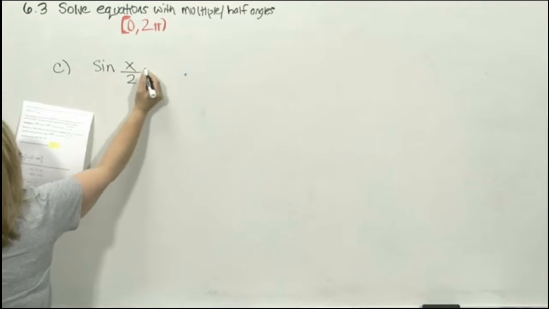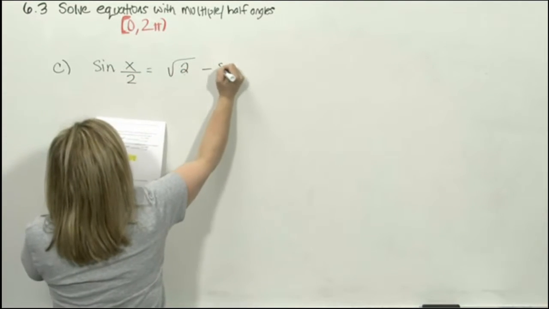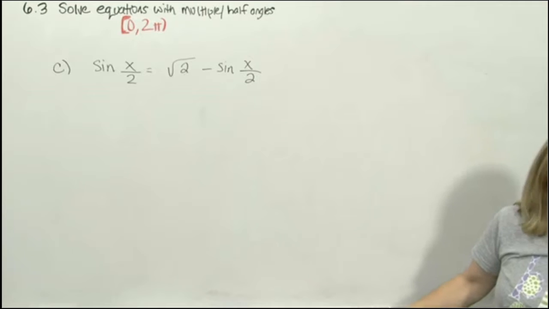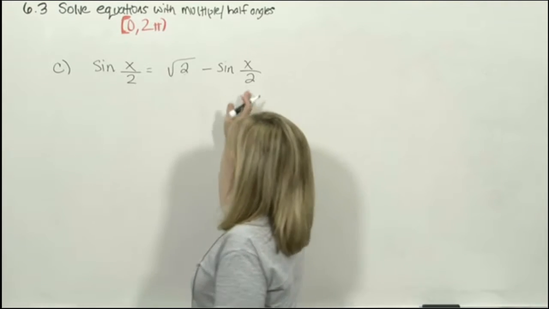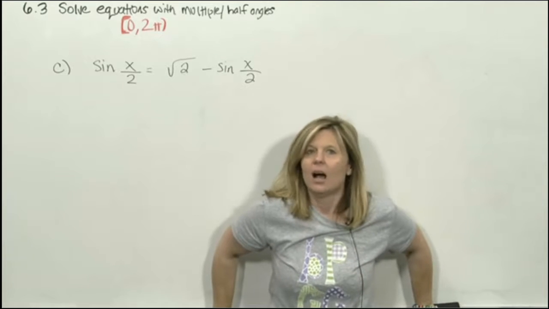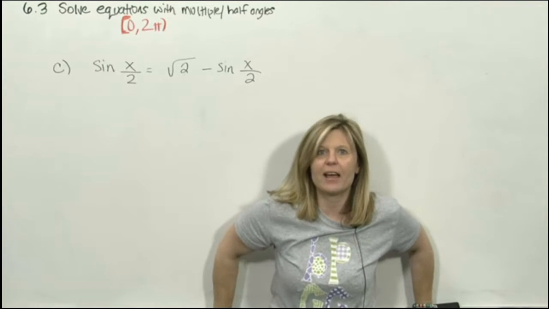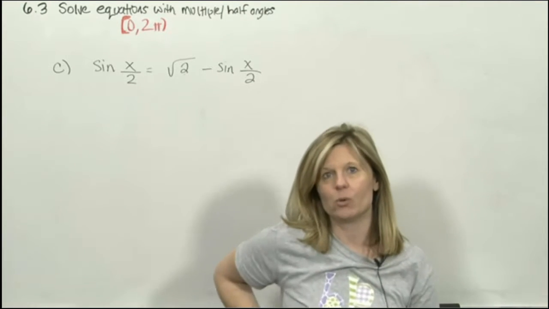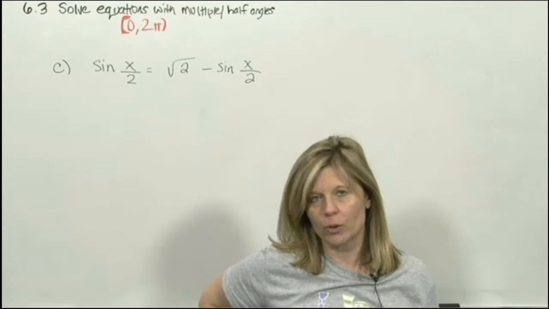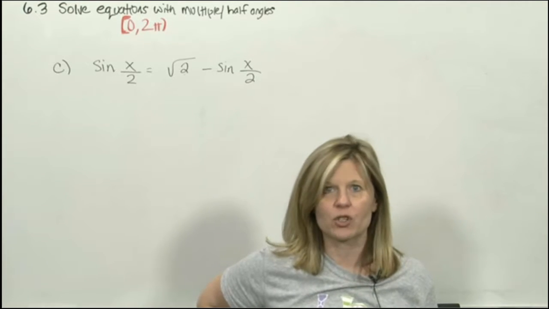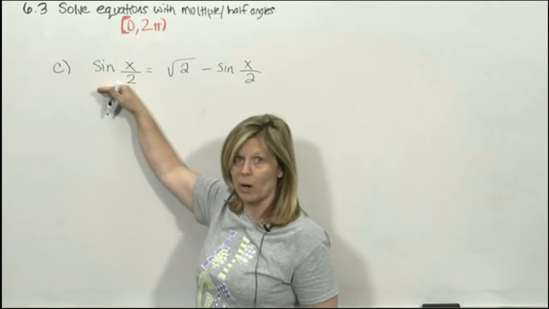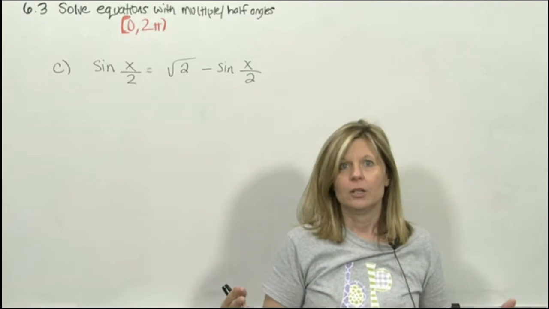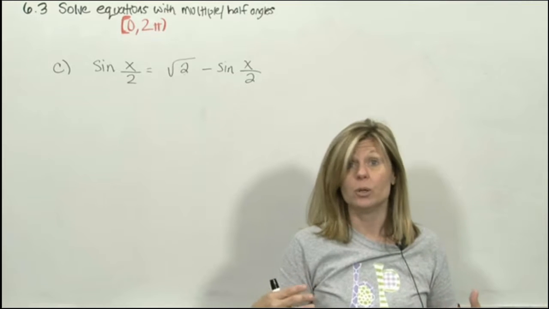Sine x over 2 equals square root of 2 minus sine x over 2. All right. So the first thing I want you to notice is it's not a double angle. This is a half angle. Again, I would never want to do substitution with a half angle. Because if you go back to your 5.6 notes, sine of x over 2 equals plus or minus the square root of 1 minus cosine x over 2. Do you really want to replace this with a square root symbol? Heck no. That would make the algebra so much more complicated. So if it's a half angle, I do not want to do substitution at all.